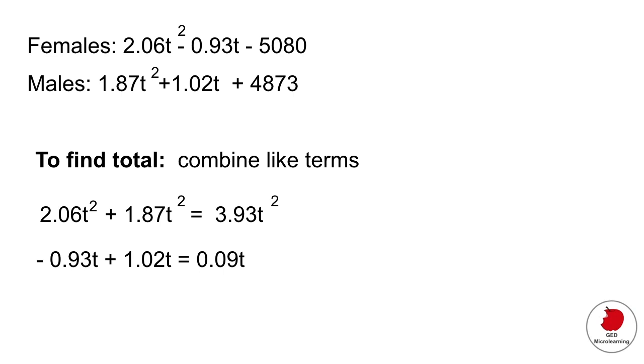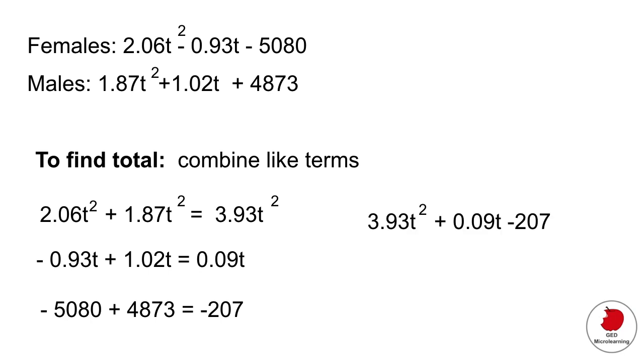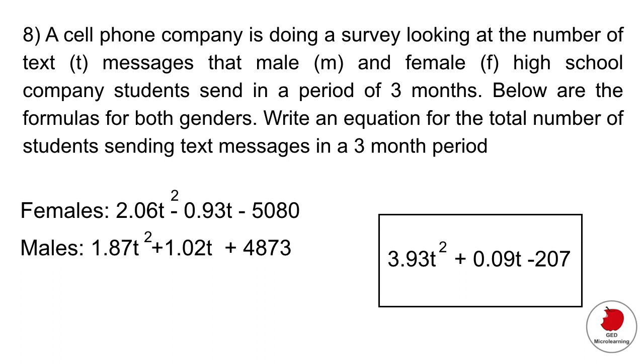And then finally, you're going to add the whole numbers, okay, like this. And that's basically it. You would then combine that equation, and that's what it would give you. So this is the equation for the total number of students, both male and female, sending text messages in a 3-month period.